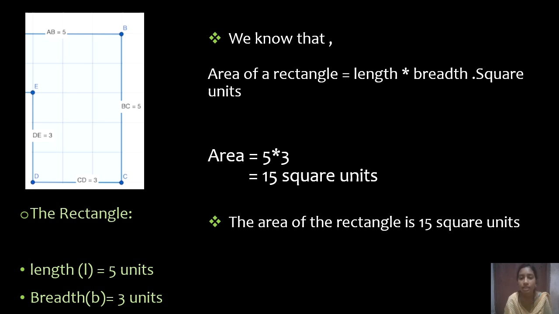So area is equal to, what is the length given here? 5 units. And what is the breadth given here? 3 units. Therefore, 5 into 3, which is 5 3s are 15 square units. Therefore, the area of the rectangle is 15 square units.